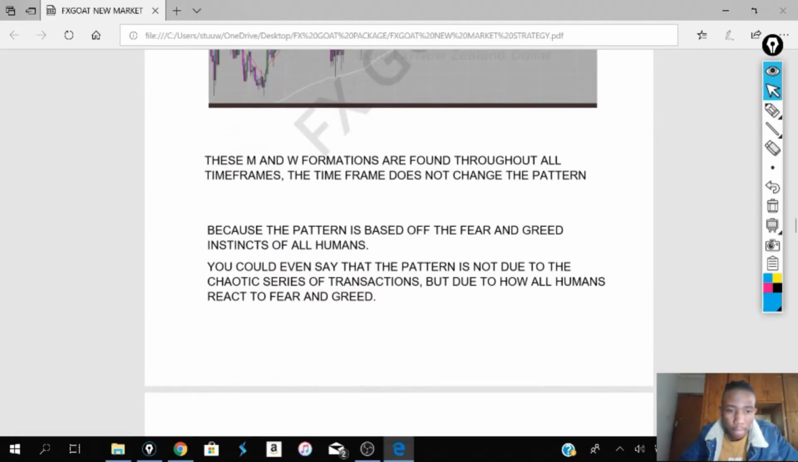Okay? These M and W formations are found throughout all time frames. The time frames do not change the pattern, because the pattern is based off the fear and greed instincts of all human beings. You could even say that the pattern is not due to the chaotic series of transactions, but due to how all humans react to fear and greed.